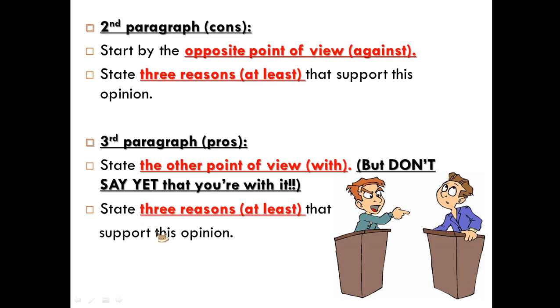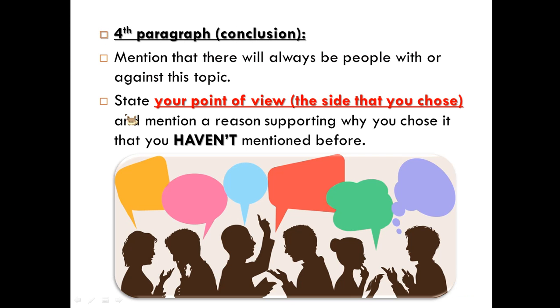Okay, and like we said, of course, we have to state at least 3 reasons that support this opinion, 3 reasons why this thing is good. We said 3 is a minimum number and 5 is a maximum number. Okay, and then I go to the 4th paragraph, the conclusion. This is my last paragraph.